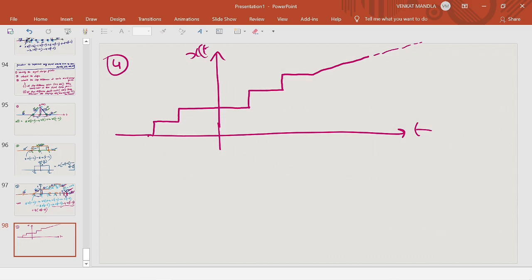Okay, this is x of t at 0. Let's say minus 2, minus 3. This is plus 2. Let us say this is plus 3, this is plus 4. Let's say this point is plus 5, or let's say this is plus 6, and then these points, say the difference I'll give.